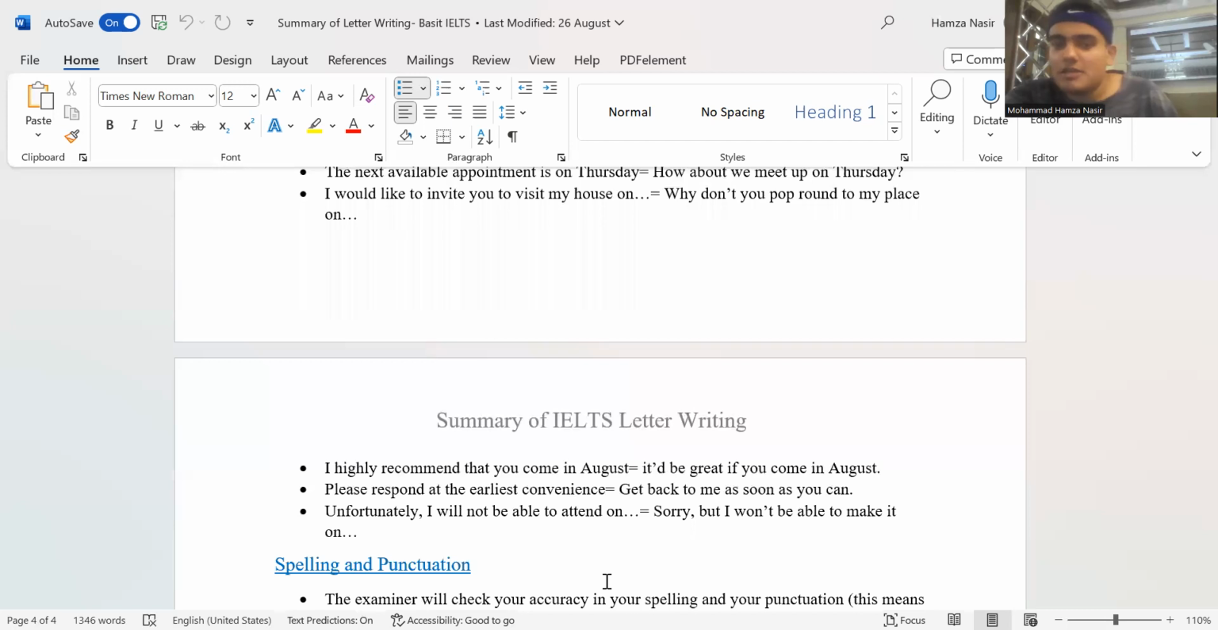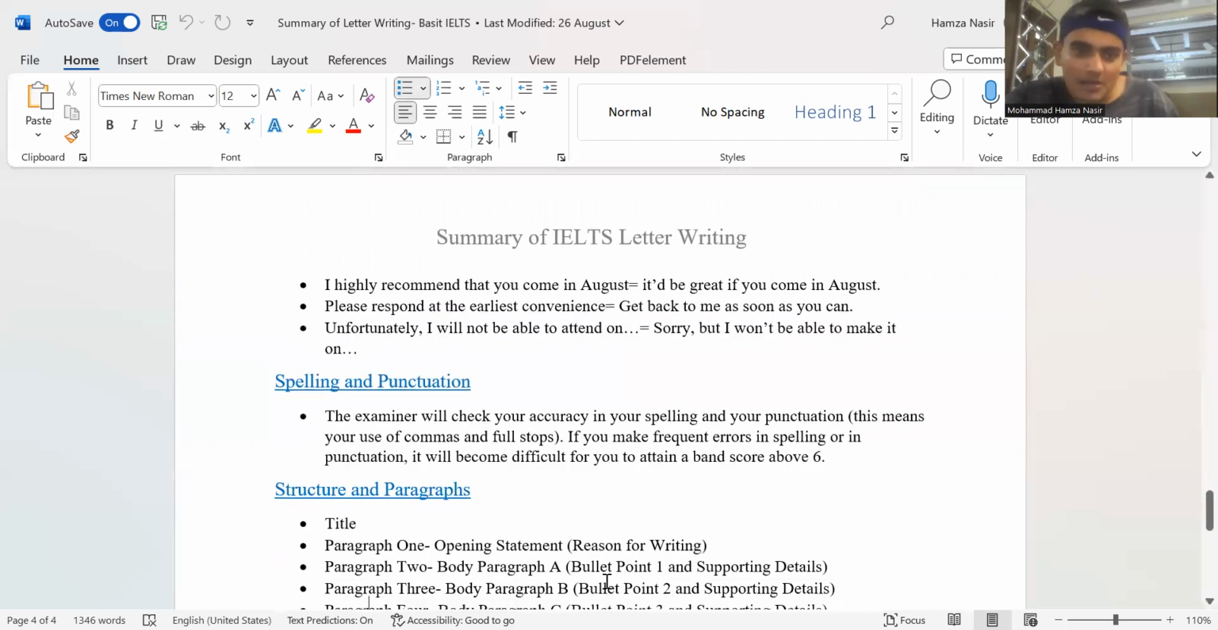Formal, once again, is, unfortunately, I will not be able to attend. Informal is going to be, sorry, I won't be able to make it. So you have to be aware of these distinctions, fellas. It's very pertinent to your class.